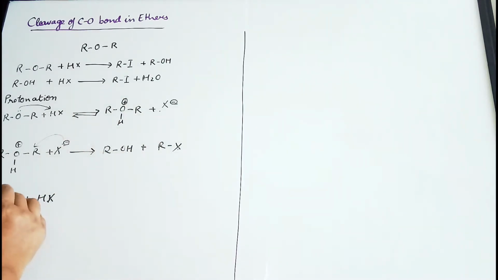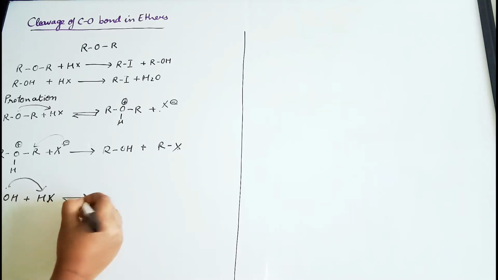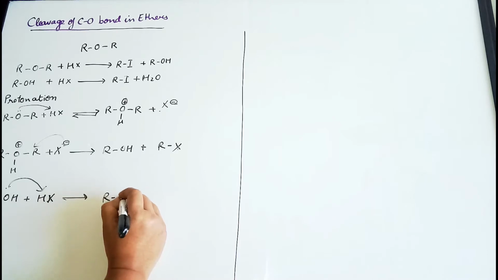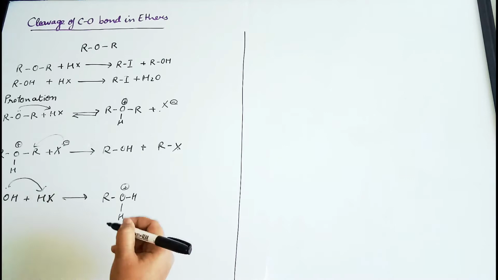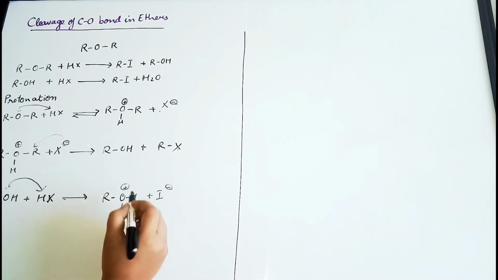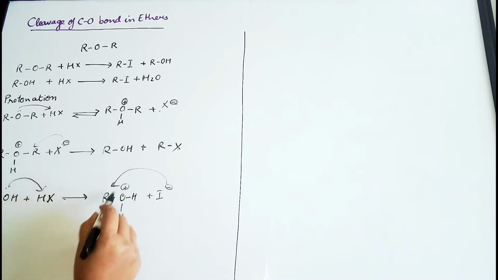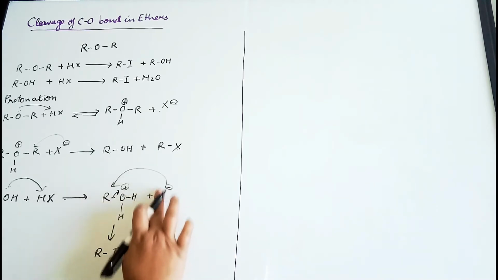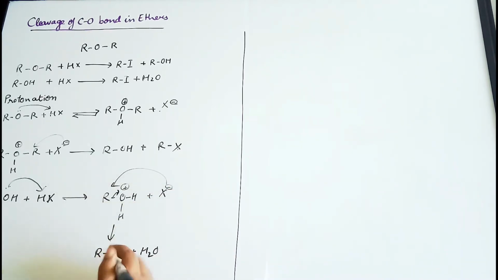An ether is undergoing a reaction with HX to give us ROH plus, because it's bound to 2 different hydrogen atoms, plus I minus. Now what will happen is this will attack the carbon atom of the alkyl group for us to get RI plus H2O, or RX plus H2O. So this is the basic idea behind the mechanism.